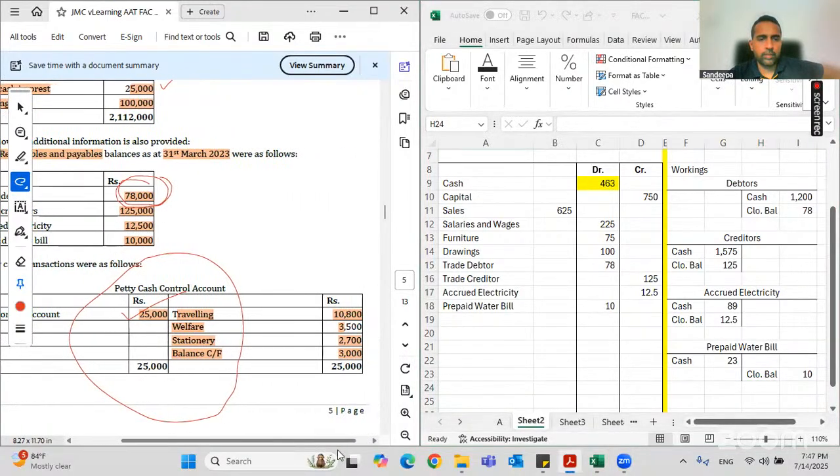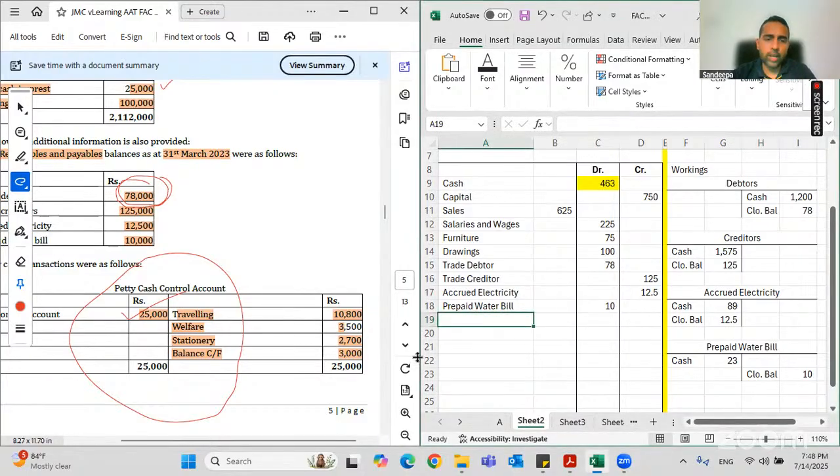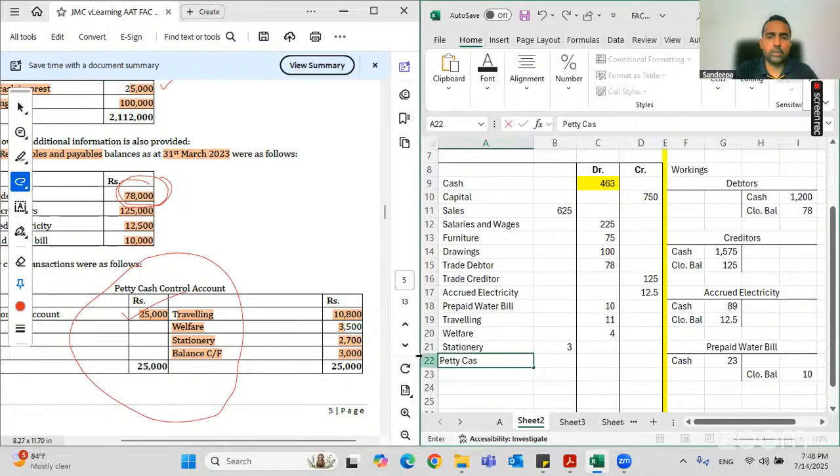Next one. Petty cash you received 25. No, this is how they have spent. Those are expenses. Credited to petty cash, debited to traveling, 10.8. Credited to petty cash, debited to welfare, 3.5. Credited to petty cash, debited to stationery, 2.7. And your petty cash balance, that's also an asset, no? So here 2.7.